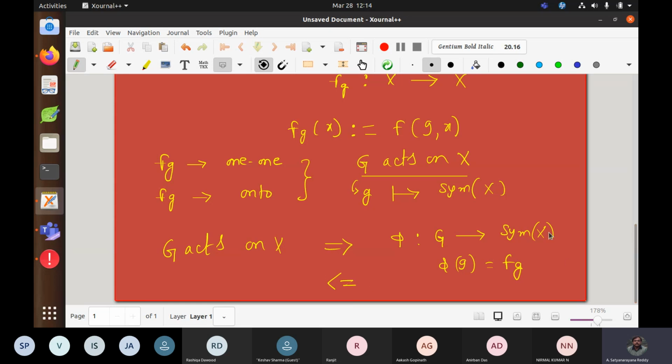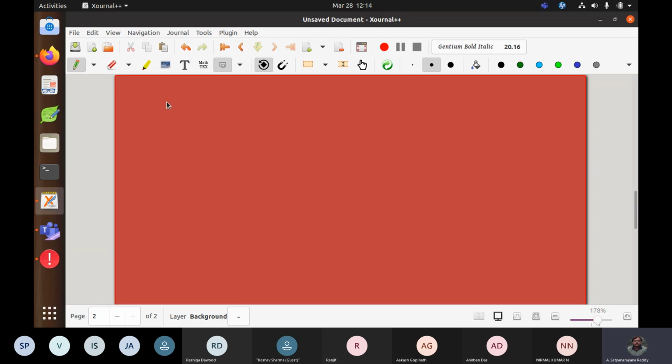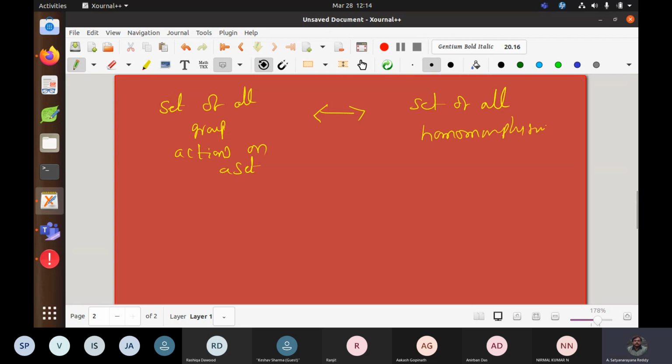So what is the conclusion finally from all these things? The set of all group actions on a set X is in one-to-one correspondence with the set of all homomorphisms from G to the symmetric group of X.